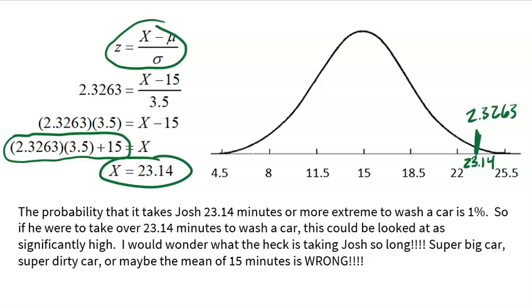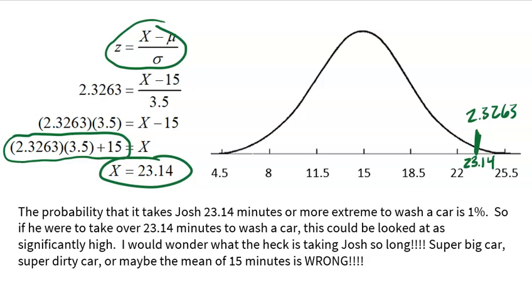So let's put all this together and make sure that you understand what we're saying. The probability that it takes Josh 23.14 minutes or higher to wash a car is 1%, right? Remember, the calculator cannot find individual probabilities with the normal model. So please do not say that there's a 1% chance that it takes Josh 23.14 minutes to wash his car. That's not true, right? It's 23.14 minutes or more extreme or even higher. Anything above 23.14 minutes would put you in that extreme, that unlikely top 1%. So if we were to take over 23.14 minutes to wash a car, this would be looked at as significantly high. I would wonder what the heck is going on.